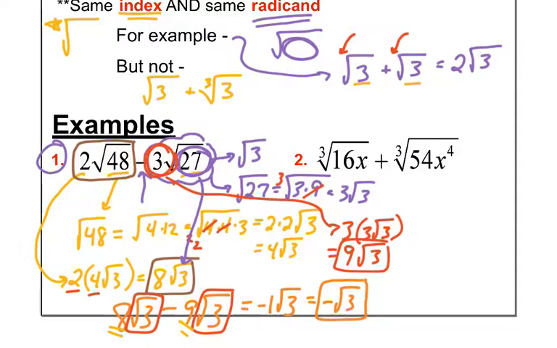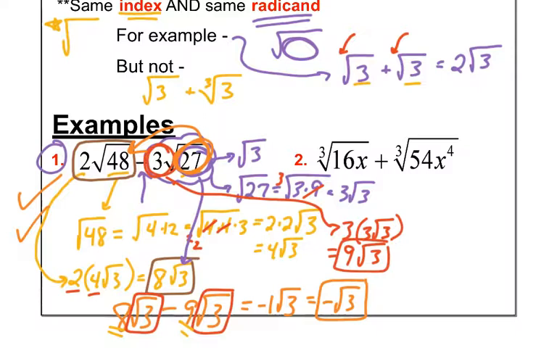So look what we had to do. Before you add or subtract, you have to make sure you have the same index. Check. You have to make sure you have the same radicand on the inside. Check, check. If you started with the 27 first and simplified that, great. And then you can move on to the 48 and use a little bit of logic reasoning again to simplify that. All right, shall we try number 2?